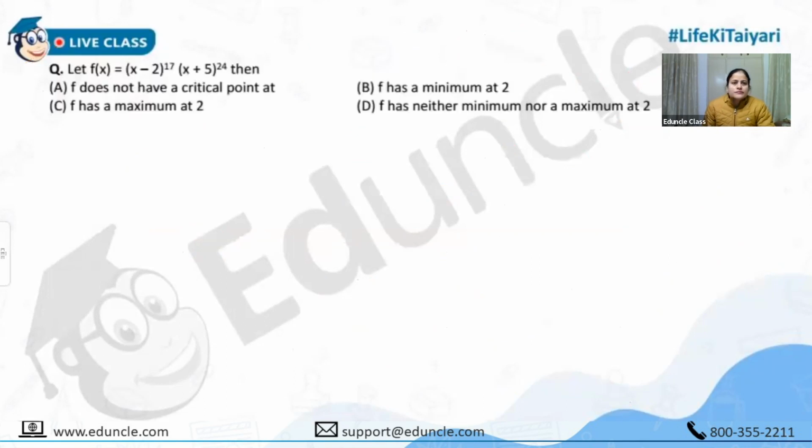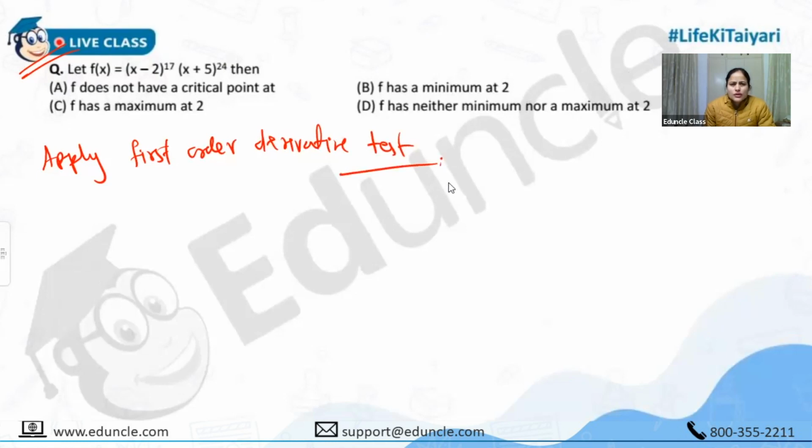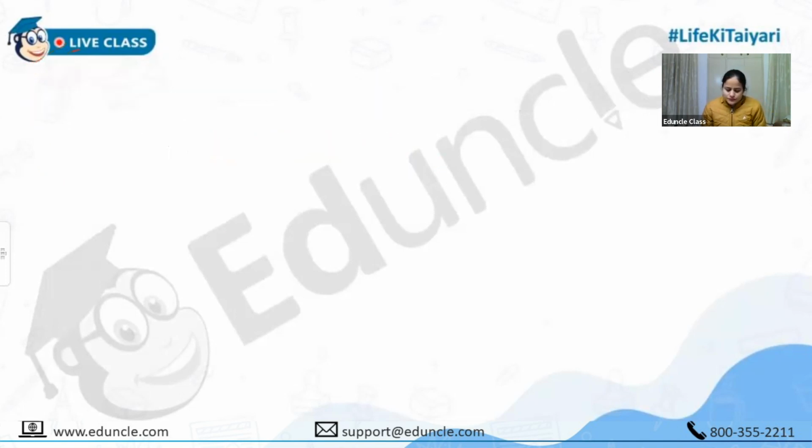Let's move ahead. And I think this question is quite easy. I think you guys can do it. Just apply the first order derivative test. Yes or no? Quickly respond to me, please. Will you do it by yourself? There is nothing special. So do this question again. Yes, you guys can do it. Let's move on to the next question.